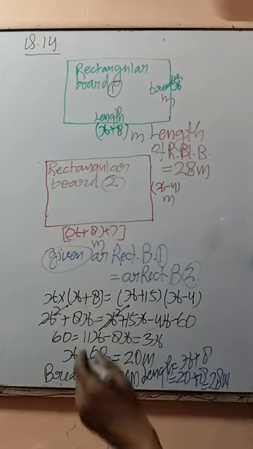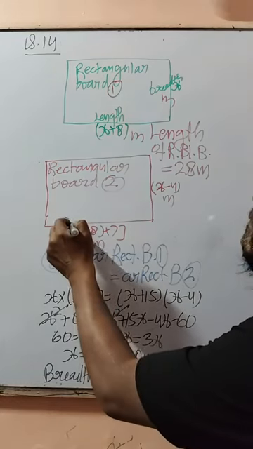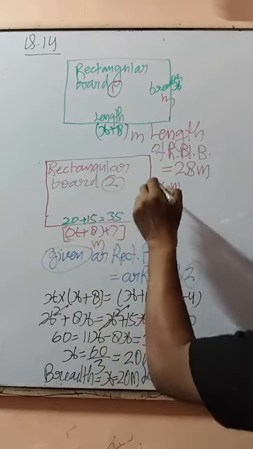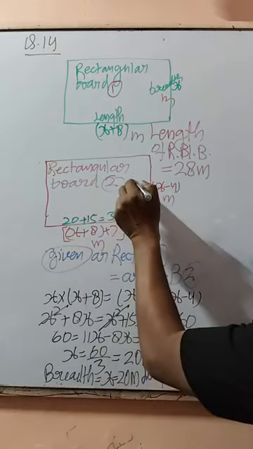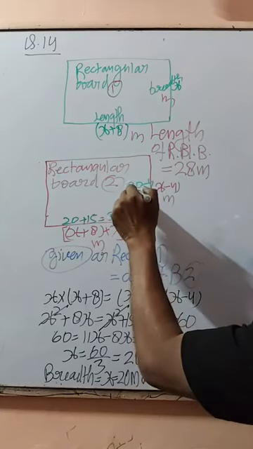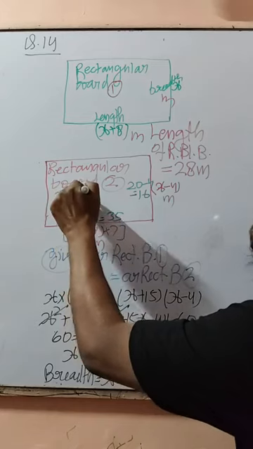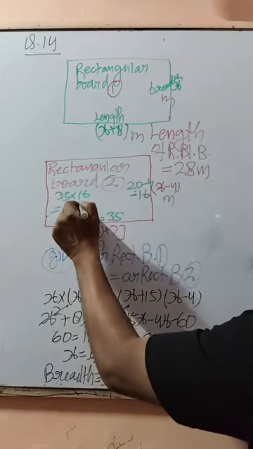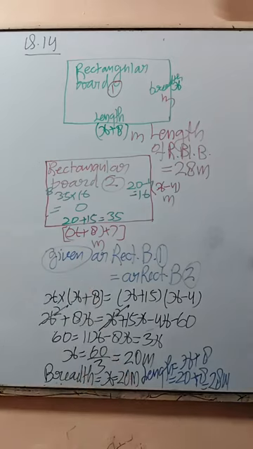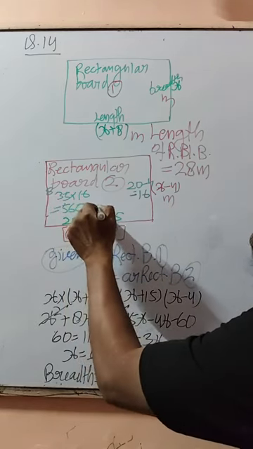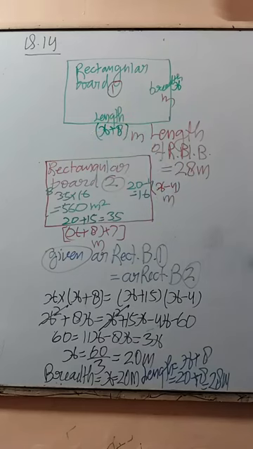20 प्लस 15 becomes 35, और ये हो गया 20 माइनस 4 becomes 16. So 35 into 16, 16 5 is 80, 3 times 16 becomes 48, 48 and 8 is 56. So 560 meter square. Yes sir.